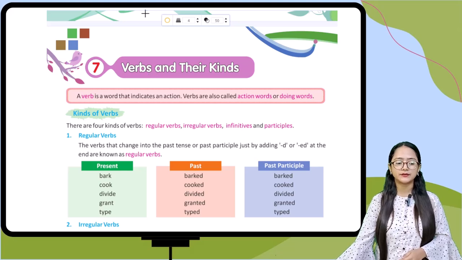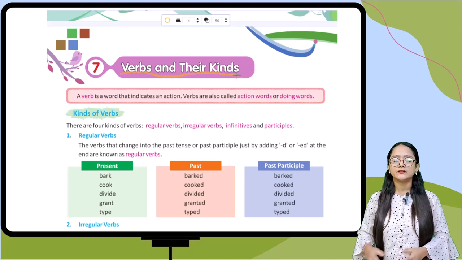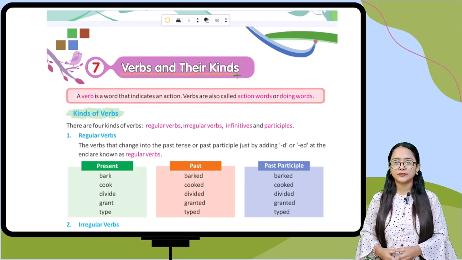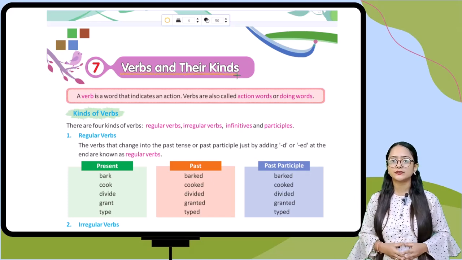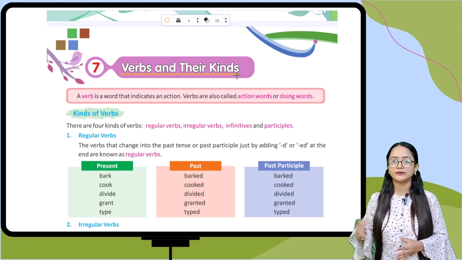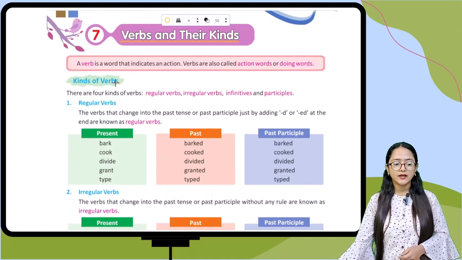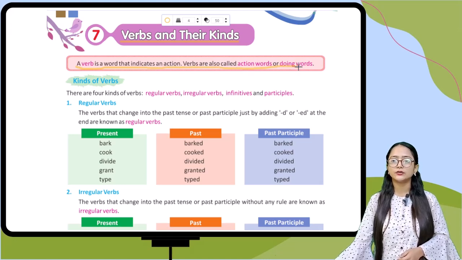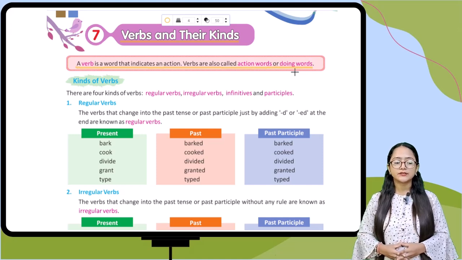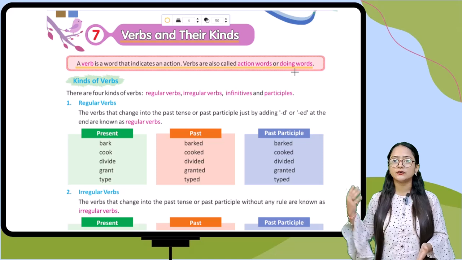The new chapter is chapter 7, verbs and their kinds. So what are verbs? We have already learned about verbs in the previous class too. Verbs are the action words or the helping words. So let's know about verbs in detail. A verb is a word that indicates an action. Verbs are also called action words or doing words. Basically, verbs indicate an action, and they are also known as action words or doing words.